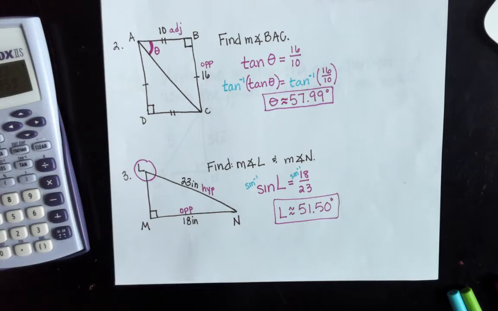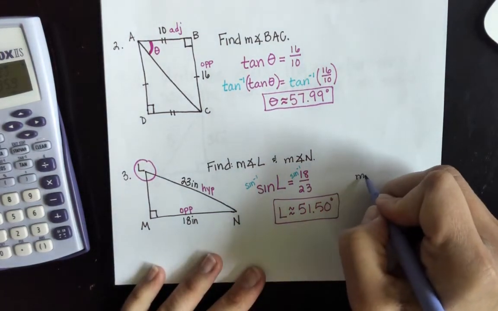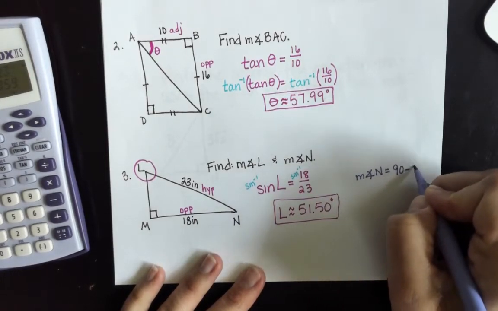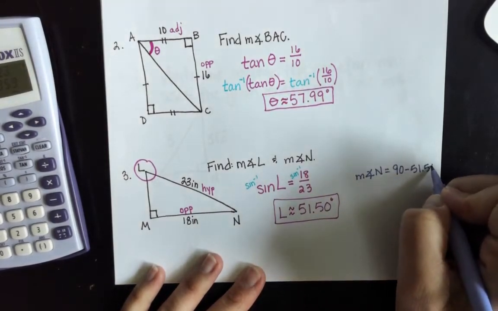Now when we go to do angle N, the measure of angle N is just 90 minus that 51.50.